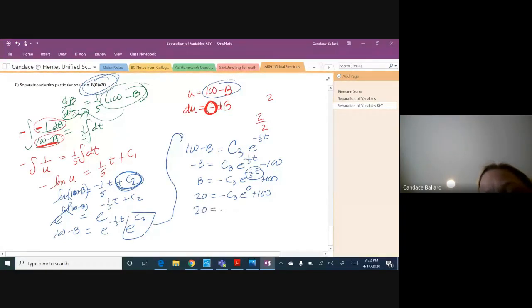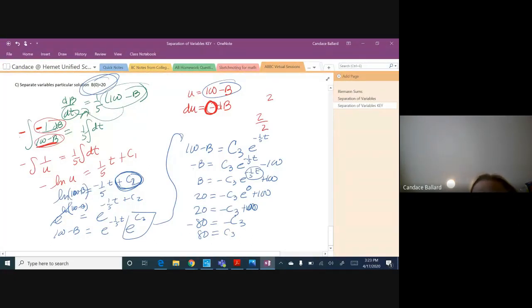So 20 equals negative c sub 3 times 1. So I'm just going to write c sub 3 plus 100. Did I make a boo-boo there? Hang on, let me look at my work real quick. No, it's got to be negative. All right, so I am going to take this and move that 100 to the other side, so I get negative 80 equals negative c sub 3. And then I'm going to move that over. So c sub 3 is equal to 80.